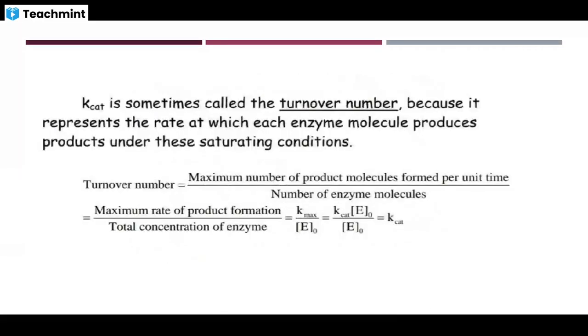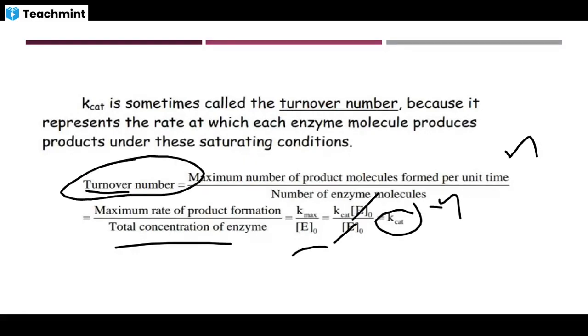k catalytic is sometimes called the turnover number, because it represents the rate at which each enzyme molecule produces products under this saturated condition. Turnover number is the maximum number of product molecules formed per enzyme molecule per unit time. If you have one enzyme, how much product is formed? That is the turnover number. The total concentration of enzyme is E naught, and the maximum rate of product formation is Vmax, which is k catalytic times E naught. Canceling E naught, you get k catalytic. So the turnover number is nothing but k catalytic. I think you understand it.